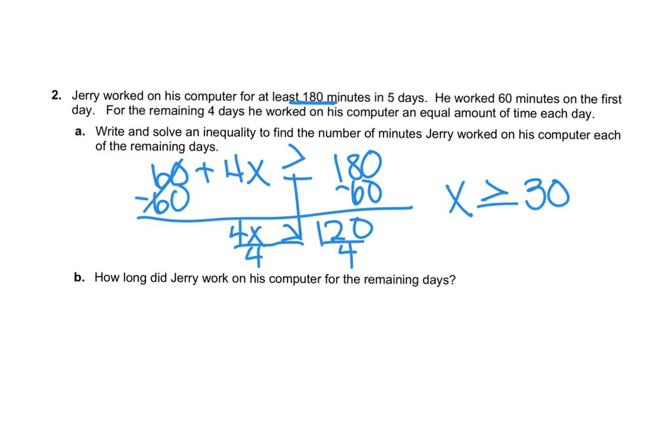So what that means is he's going to work at least 30 minutes per day for each one of those days. So it could be 30, it could be greater than 30, it could not be less than 30 minutes per day. All right, so that our lesson doesn't get to be too long, we're going to stop and not do number 3. So in this lesson, we took a look at how to write and solve multi-step inequalities.